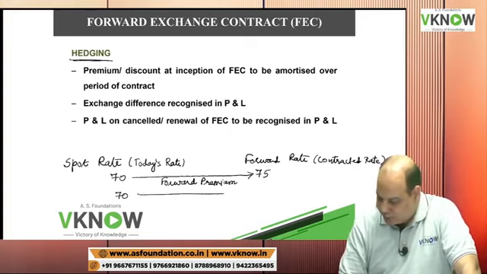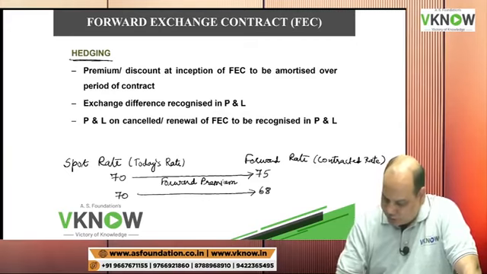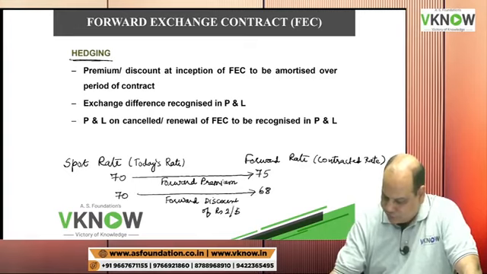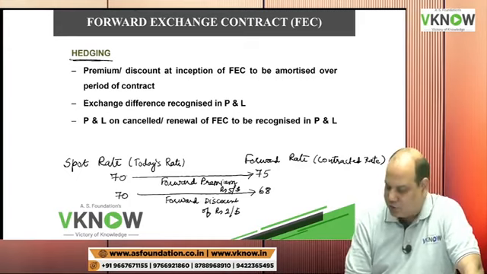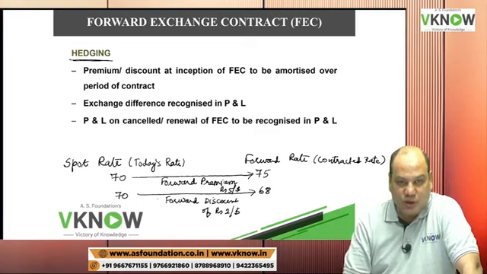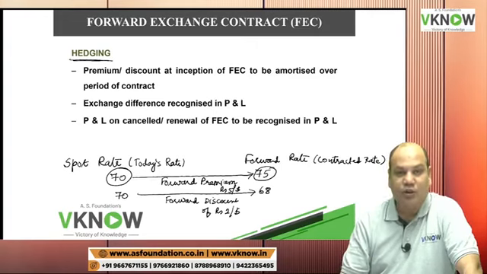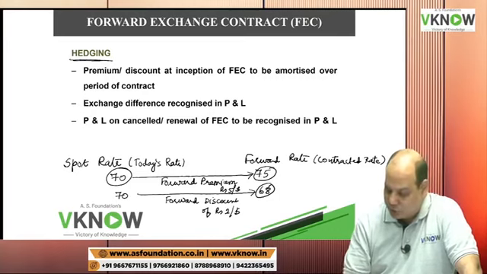Today's rate is 70 and forward rate is 68. This is called forward discount of rupees 2 per dollar. This is forward premium rupees 5 per dollar. Both are possible. Why both are possible? This is the market. Depending upon the demand and supply, sometimes the forward rate can be more than the spot rate. Sometimes the forward rate can be less than the spot rate. Both are possible.